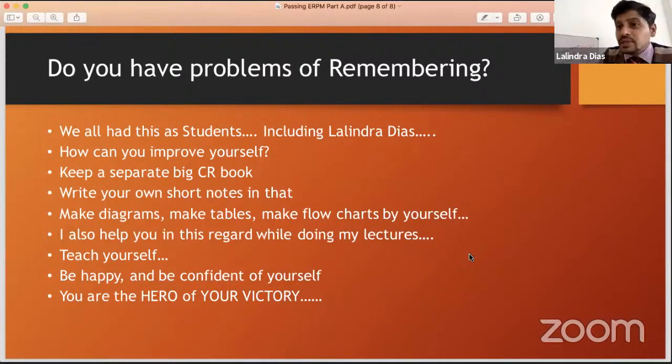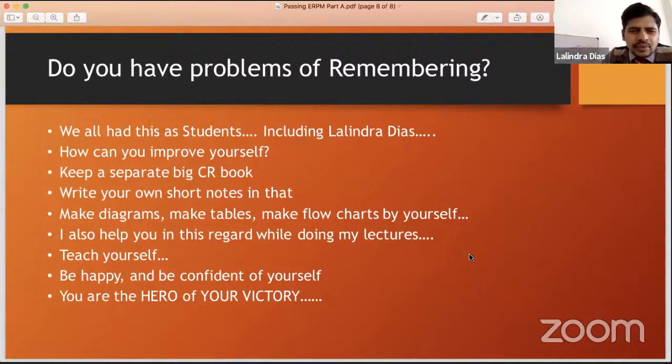Though I am at one of the highest levels in the country, I still had problems. We all were students. We all had playful time, but we had problems in our memory. That's why including Lalindra Dias had problems with memory. Right. So how can you improve yourself? We have to find ways of improving our memory and passing exams wonderfully.